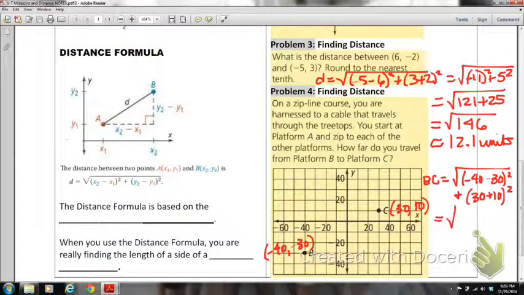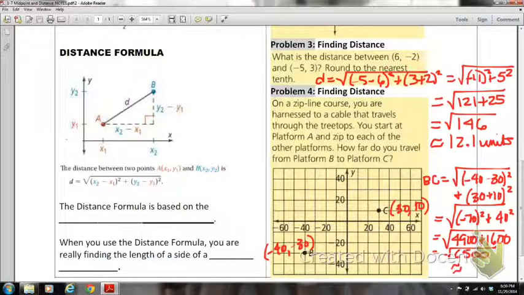So that's going to be the square root of (-70) squared plus 40 squared, which is the square root of 4900 plus 1600, which is the square root of 6500, which is approximately 80.6.